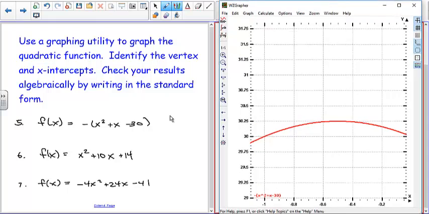Okay. Next thing we're going to do is this one. X squared plus 10x plus 14.